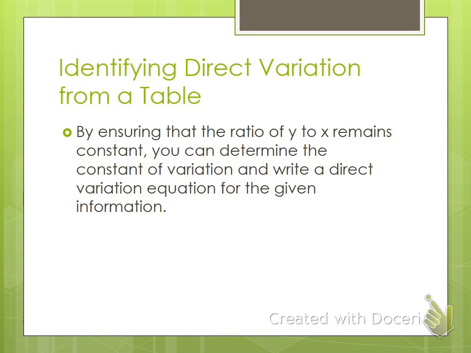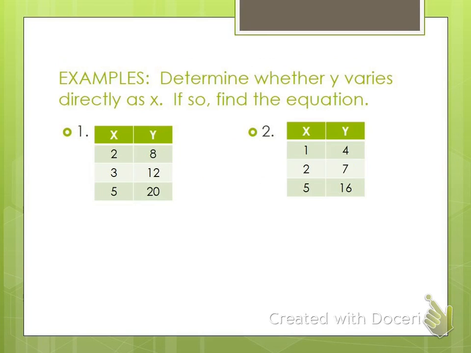All right, so first we are going to talk about identifying direct variation from a table. We worked on making tables when we first started graphing lines. Now we're going to be looking at tables to determine if it's direct variation. So we do that by ensuring that the ratio of y to x remains constant. You can determine the constant of variation and write a direct variation equation for the given information. So we're going to be looking at the ratio of y to x and making sure that that ratio remains constant, or the same.